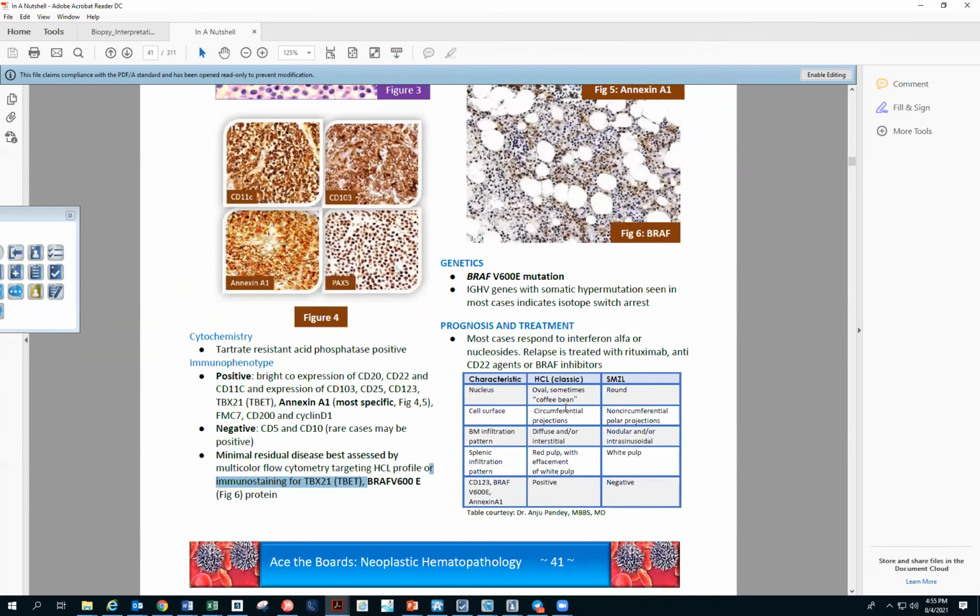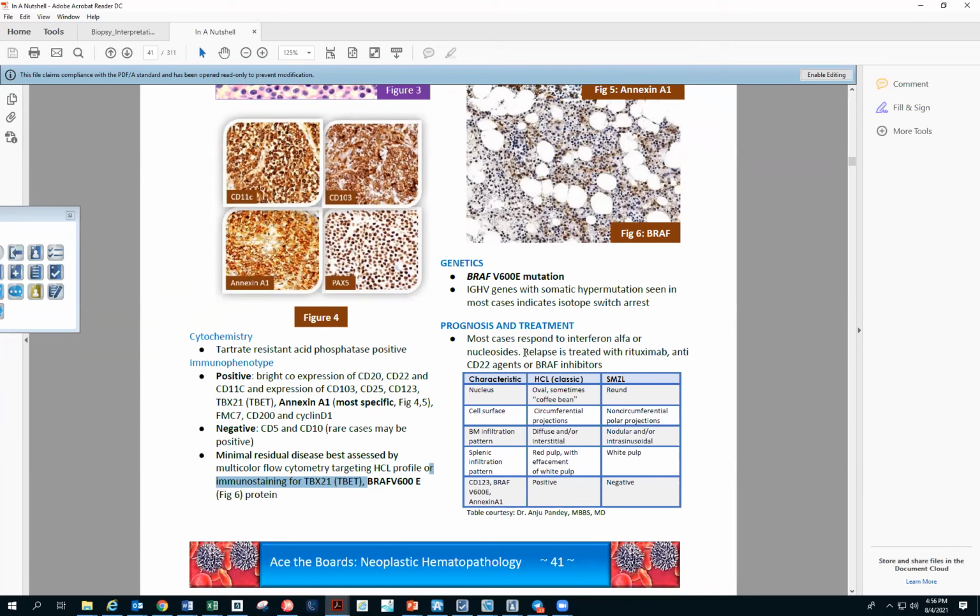And so then prognosis and treatment. Okay, so most cases over here, genetics: BRAF V600E, and then IGHV genes with somatic hypermutation seen in most cases. All right, prognosis and treatment. Most cases respond to interferon alpha or nucleoside analogs. Relapse is treated with rituximab, anti-CD22, and BRAF inhibitors.